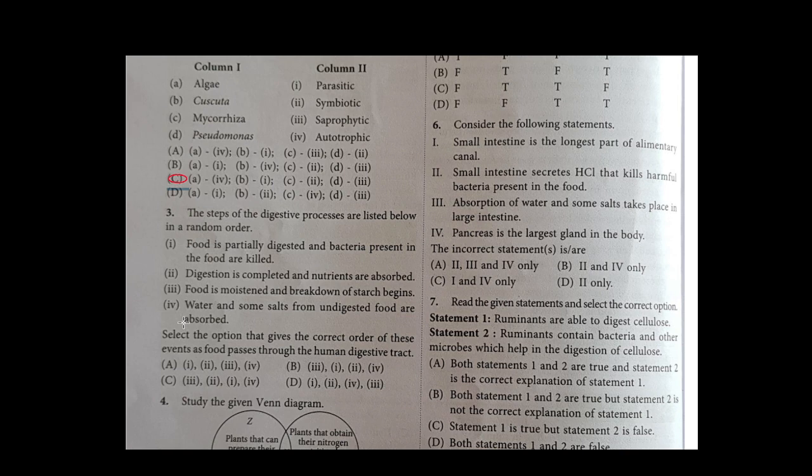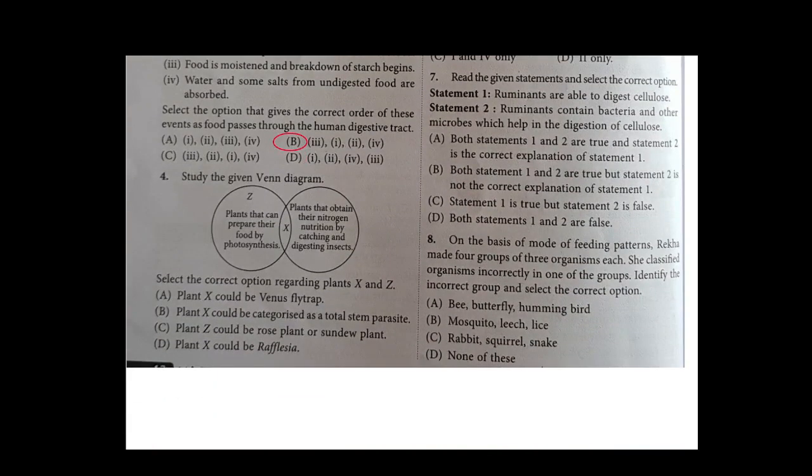After going through all these options, we find that option B is the correct answer, which says that the food is moistened and breakdown of starch begins. Then food is partially digested and the bacteria present in the food are killed. Then the digestion is completed and the nutrients are absorbed. And after that, the water and some salts from the undigested food are absorbed. Now let's move to the fourth question.